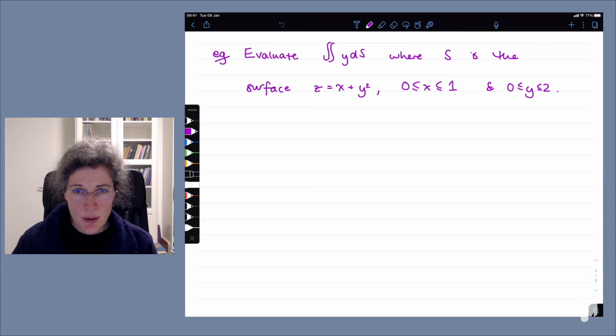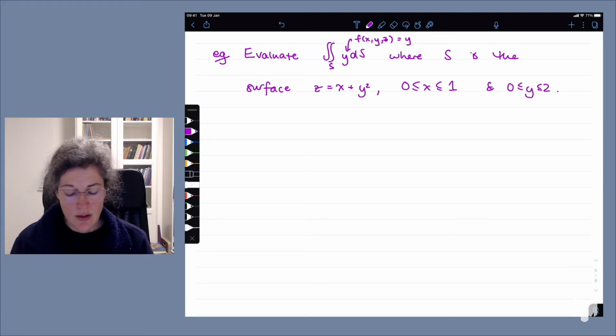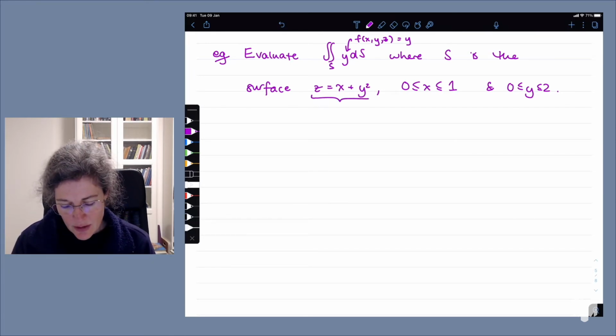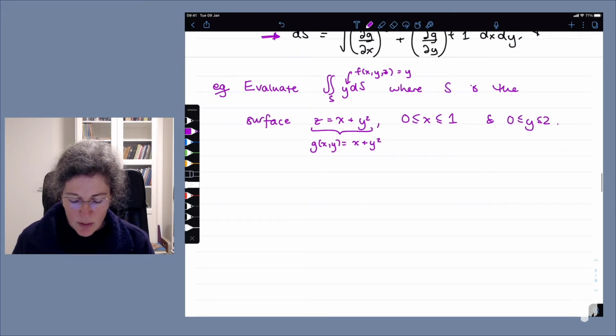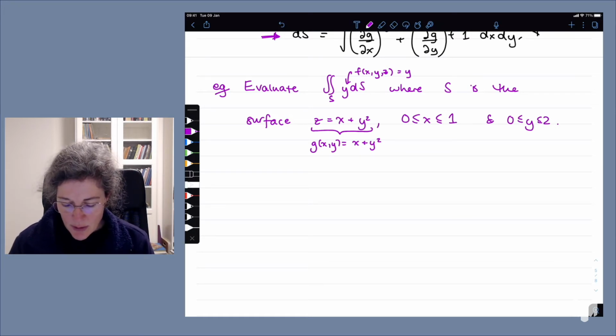Okay, so suppose we want to evaluate this surface integral here. Our function f of x, y, z is pretty straightforward. It's just f of x, y, z equals y. And the surface over which we want to evaluate this function is given by this surface here, which we can write as g of x, y equals x plus y squared. And we want to evaluate it over the area where the surface is bounded by x lying between 0 and 1 and y lying between 0 and 2.